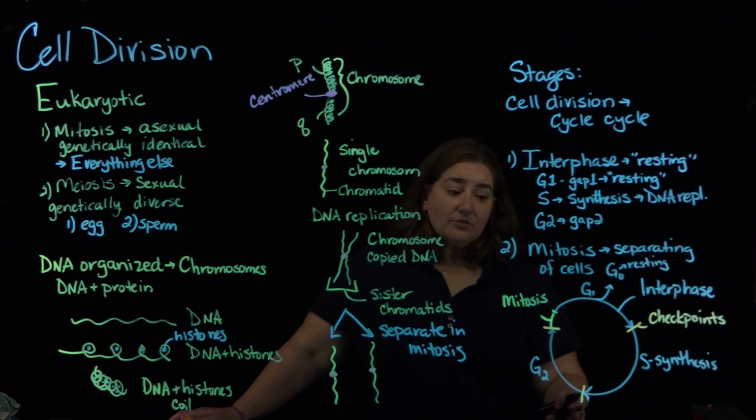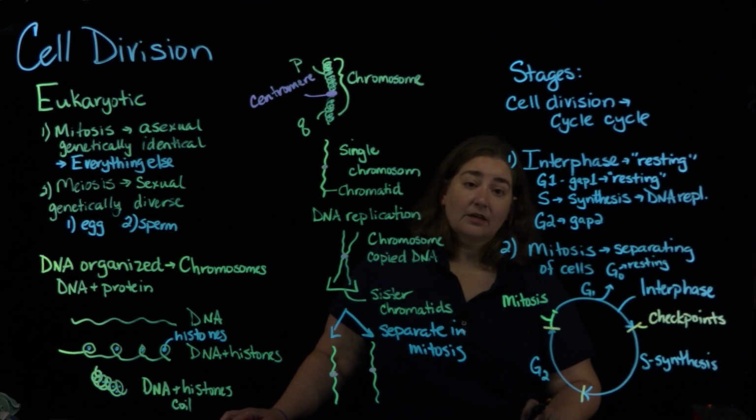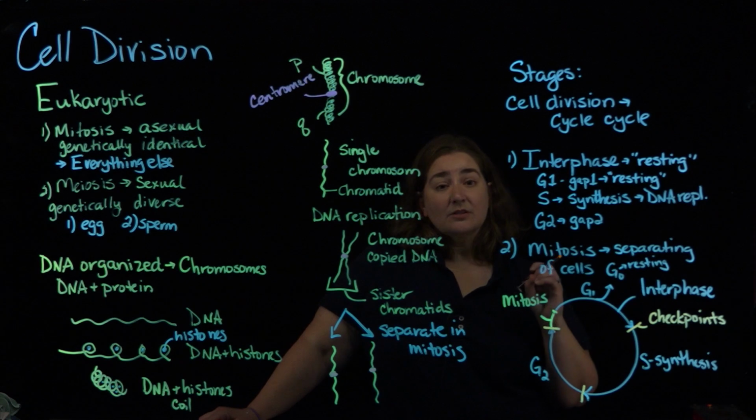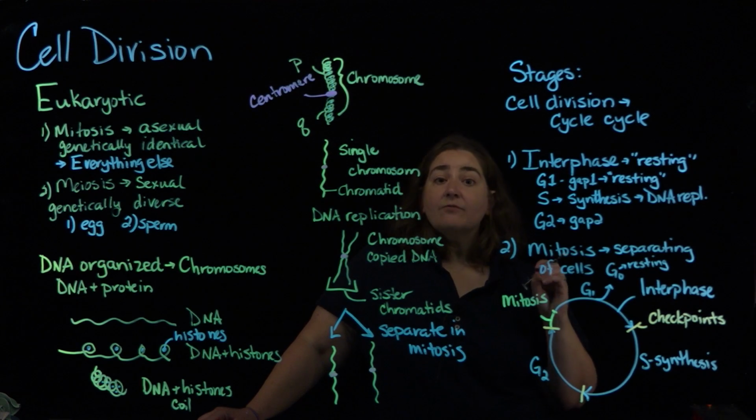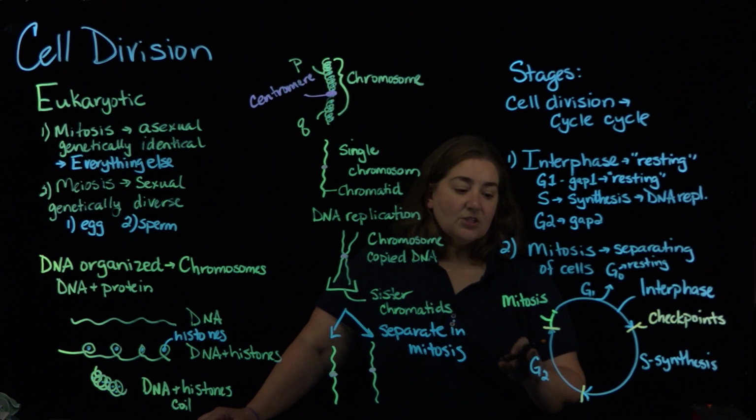We want to have another checkpoint between S and G2 because we want to make sure that all of the chromosomes got replicated, okay? Because in the human genome, we have 23 pairs of chromosomes, so we've got 46 total chromatids. You want to make sure that all 46 have copies made so that none of the information gets left behind, okay? G2 is kind of another waiting phase.